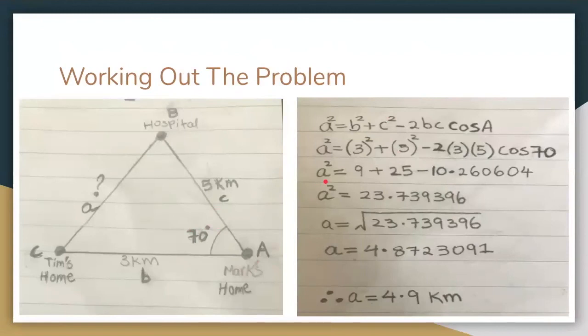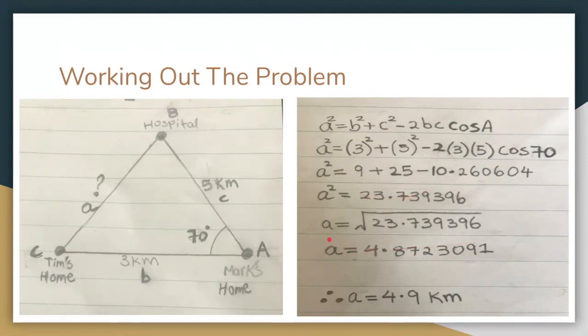The next step would be a squared equals 9. 3 times 3, 3 squared is 9, plus 5 squared is 25. And minus 2 times 3 times 5 cos 70 is minus 10.260604. The next step to find the side length would be a squared equals 23.739396. We got this number from the previous step.